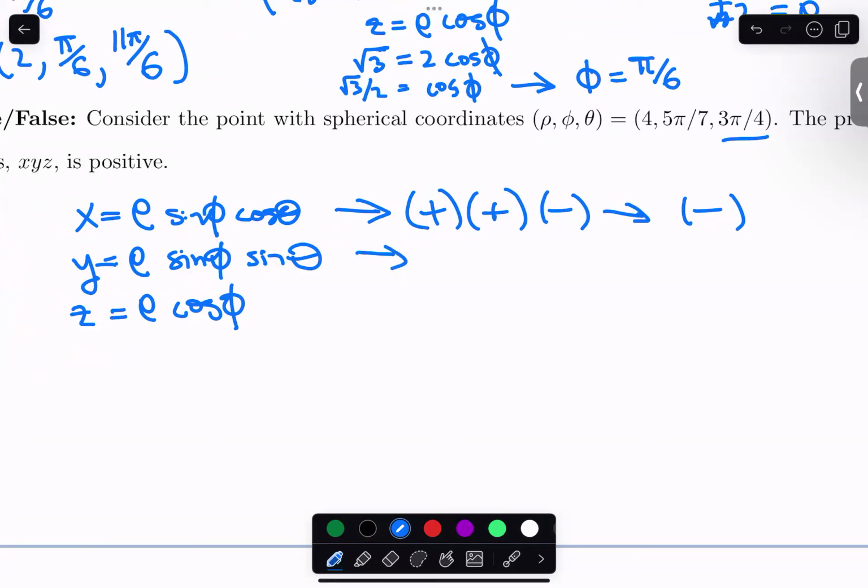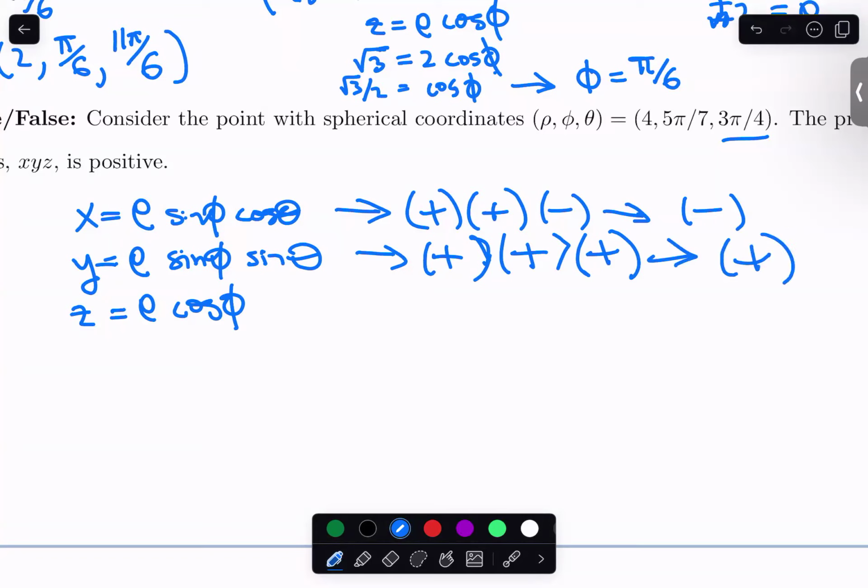We can go for our y's. Rho is going to be 4, a perfectly good positive number. We're going to have sine of 5 pi over 7, which again is a nice positive number. And then we have sine of 3 pi over 4. So altogether, y is going to be positive: positive times positive times positive.